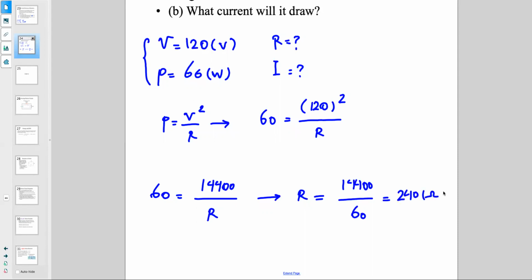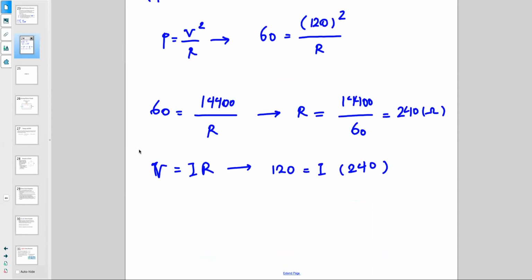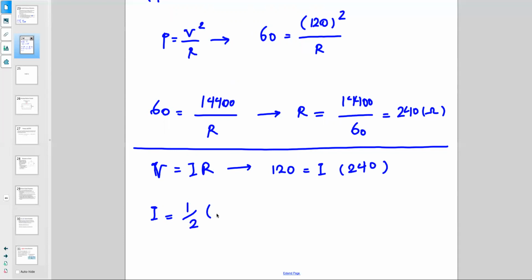What's the unit for that? Ohms. Now that you have R, you technically have gotten that, and from Ohm's law, V is IR. So V is 120, I is unknown, R is 240. And then I would be 1 over 2 amps. So half an amp would be your current, or I.